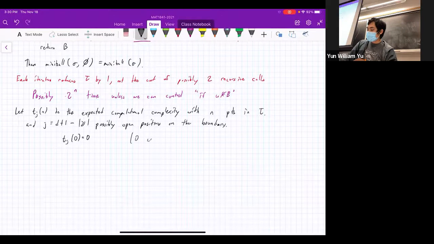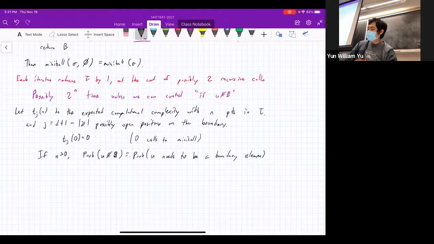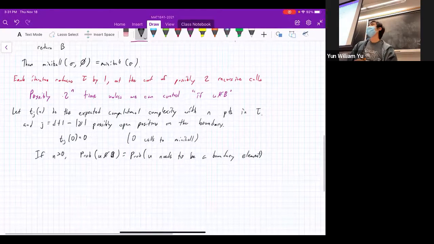So by this, I mean 0 calls to miniball, the recursive function. Now, if n is greater than 0, the probability that u is not in B is exactly the probability that u needs to be a boundary element, right? And what is that? We have, yeah, so this is less than or equal to j over n.